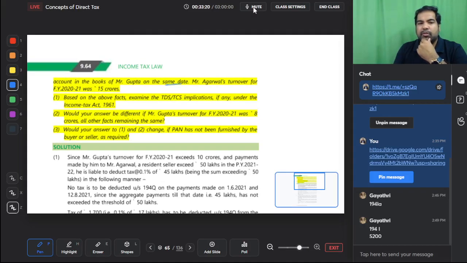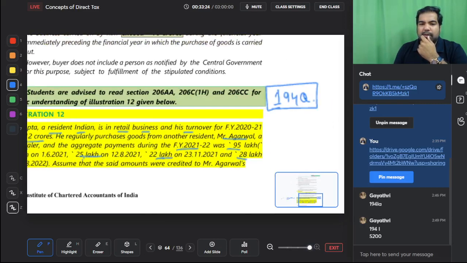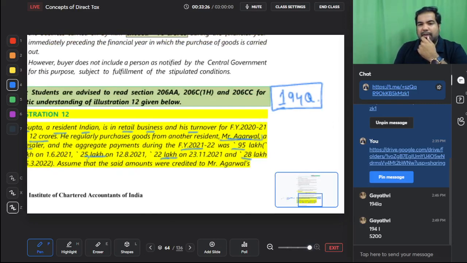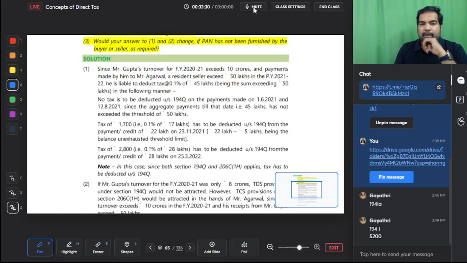Mr. Agarwal's turnover for the year was 15 crores. So even this guy was a high value seller. Mr. Agarwal is also a high value seller. So let's apply 194Q. Since Mr. Gupta's turnover exceeds 10 crores and payments made to Mr. Agarwal are more than 50 lakh rupees, he is liable to deduct TDS at the rate of 0.1%. Same thing above 50 lakh, that is around 45 lakh. No tax is to be deducted on the payments made till 1st June, as it has not exceeded 50 lakh.